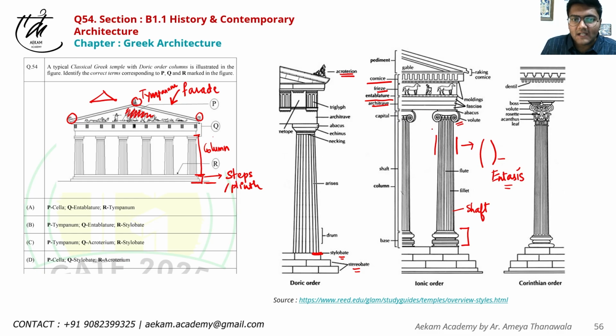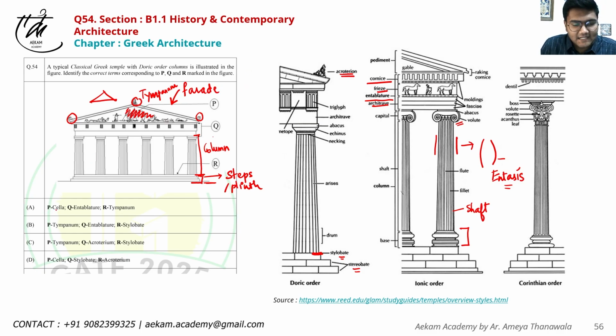There are obviously more, as you can see. There is triglyph, then abacus, and a lot of other things also, which we'll definitely delve into depth when we do our history and architecture classes. But for this question, this much information is enough for giving you the context of classical Greek architecture. Now let's start seeing the options.